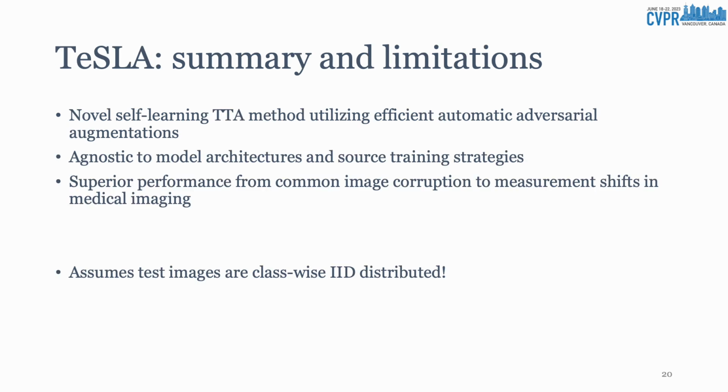In summary, we propose a novel self-learning TTA method utilizing efficient automatic adversarial augmentations. Our method is agnostic to model architectures and source training strategies. Also, our method achieves superior performance on different types of test time distribution shifts, including image corruption to measurement shifts in medical imaging. One limitation of our method is that it assumes test time images are class-wise independent and identically distributed, which will be addressed in future work.